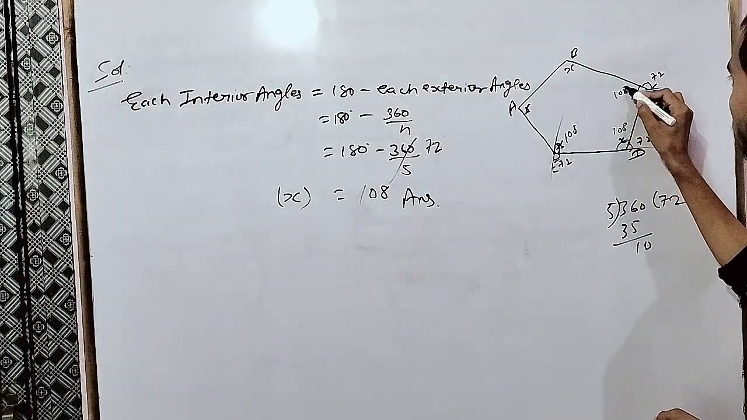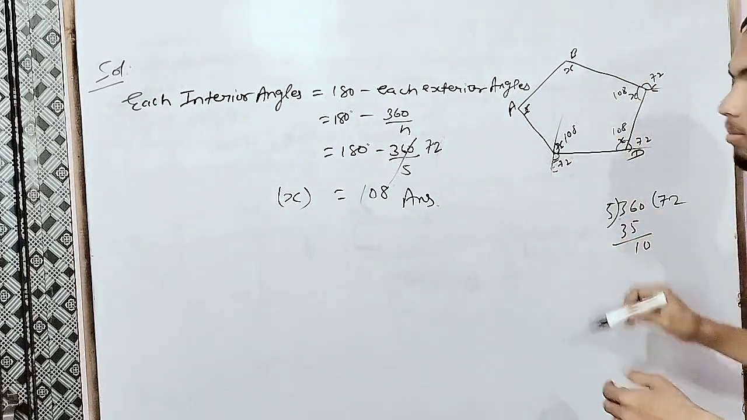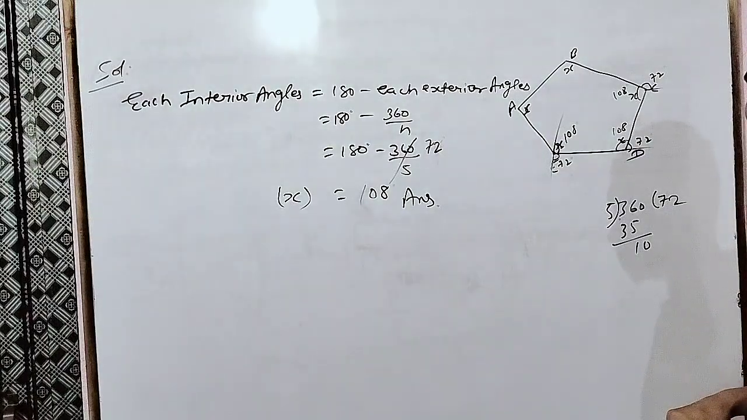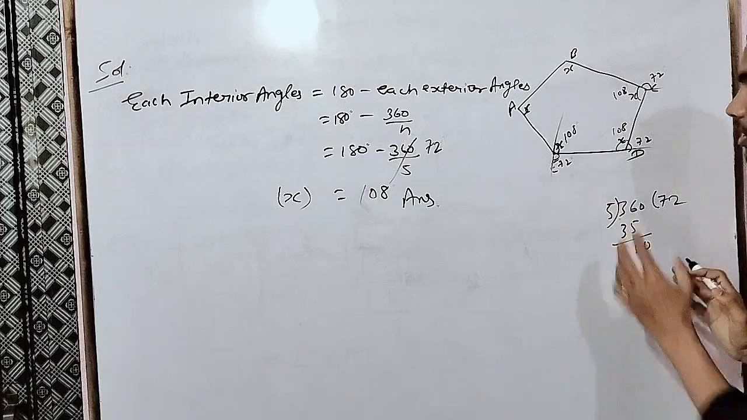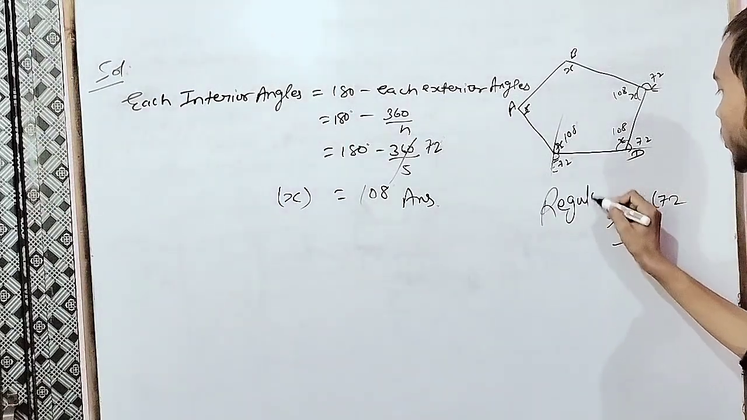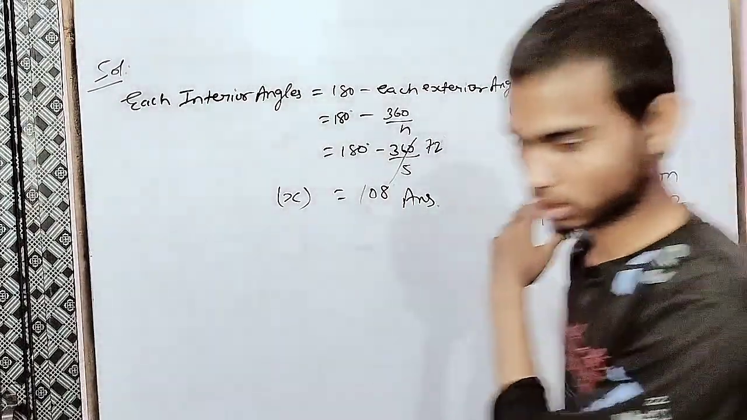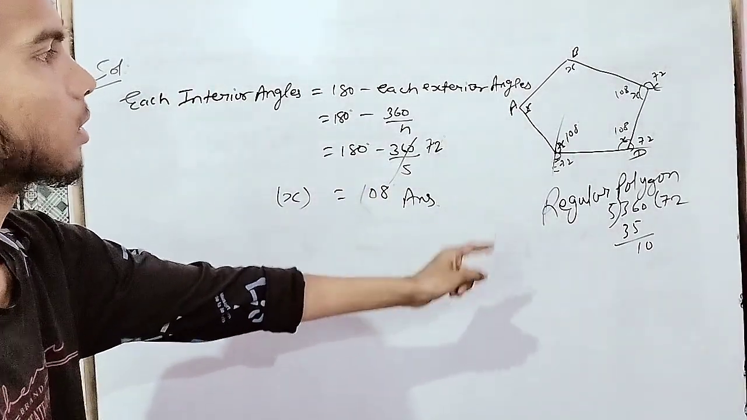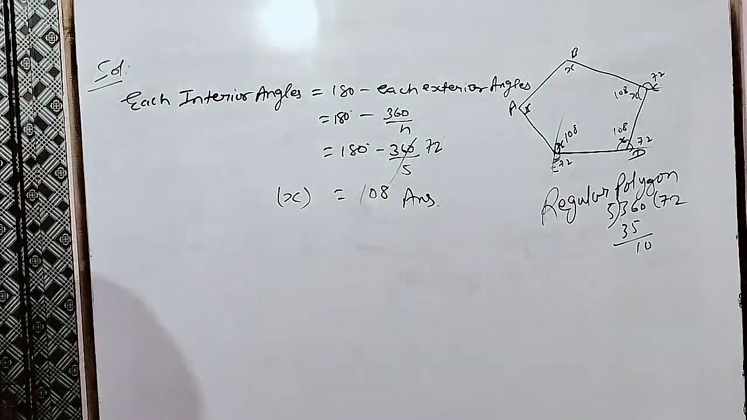This is 108. Remember, if each angle of this diagram is equal and the sides are also equal. Krishna was saying each side of this diagram is equal. So we can say this is a regular polygon. This is a regular polygon because the angles are equal to each other as well as the sides. Each side of this pentagon is equal to each other.